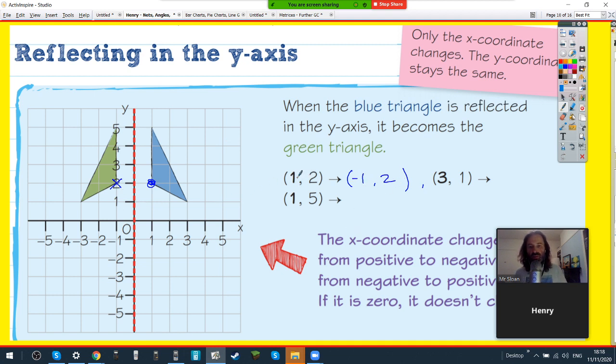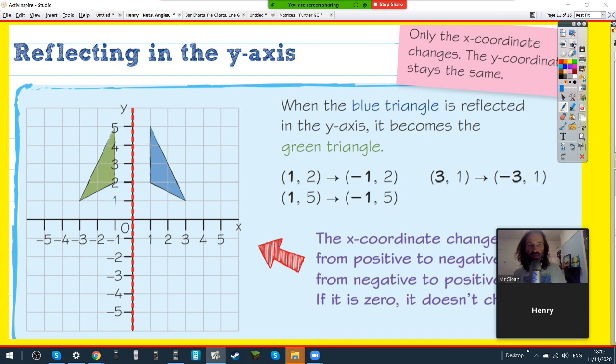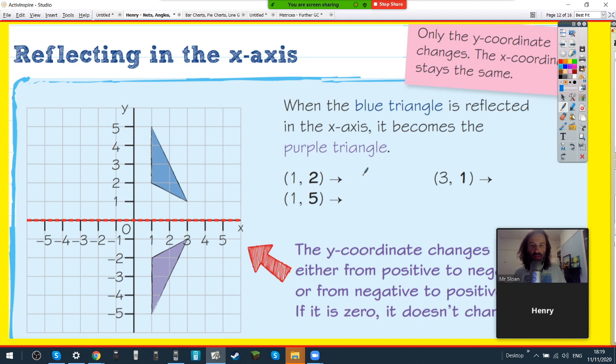So you can see there the 1 became negative. I thought the blue was the one that was flipped. Ah, yeah, the blue becomes the green. Then for 1 and 5, I'm guessing it's minus 1 and 5. That's right. How about this one? Minus 3 and 1. Well done. And so a reflection in the y-axis changes the sign of the x-coordinate. Actually, you just throw a minus on the front.